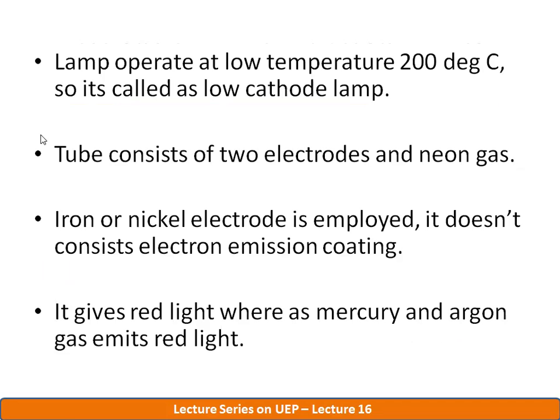The tube consists of two electrodes and neon gas. The electrodes are in the form of iron shells and are coated on the inside. The color of the light emitted is red. If helium gas is used in place of neon, a pinkish white light is obtained. Helium and neon through colored glass tubing produce a variety of effects.